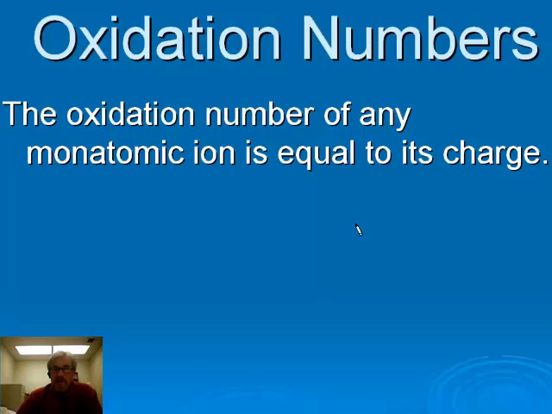Second rule, the oxidation number of any monatomic ion is equal to its charge. Mono means 1, so these are single-atomed ions. Like, for example, sodium plus. It's a 1 plus charge. Its oxidation number is also 1 plus. To avoid confusion, it's a good idea to write the oxidation number directly on top of the chemical symbol and put a circle around it so you don't get confused with the charge, because often both of them are going to be in the same general vicinity. Another example would be chloride ion, which is Cl1 minus, so its oxidation number is -1, just like its charge.